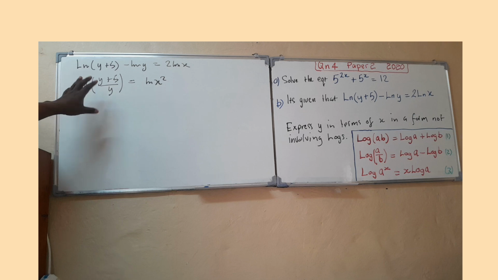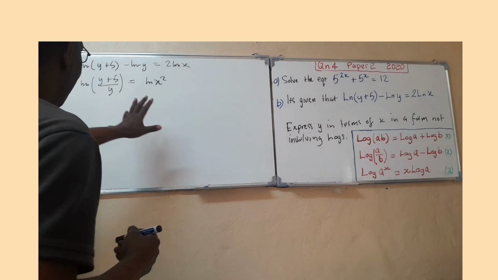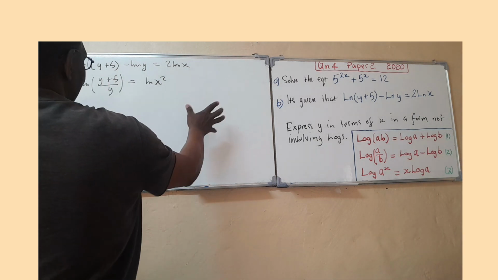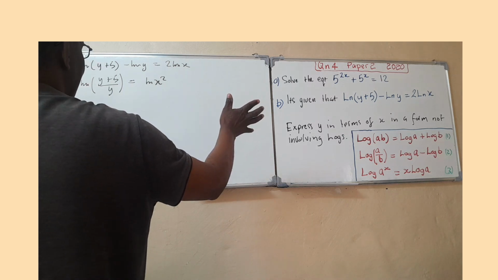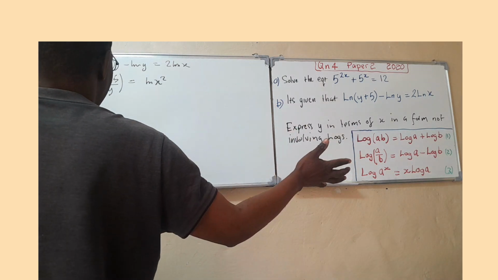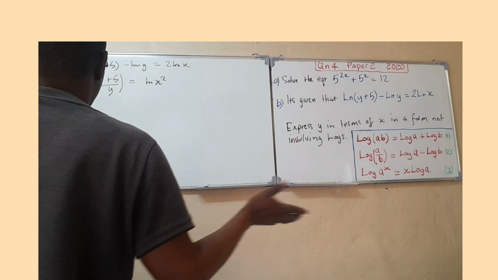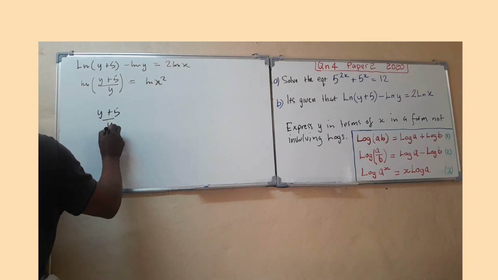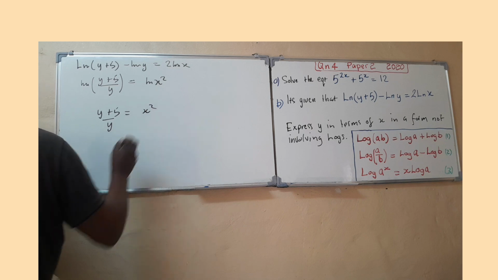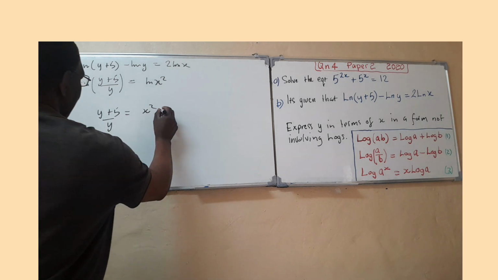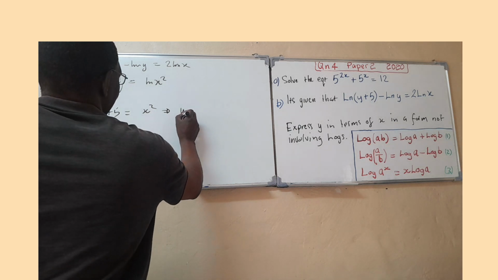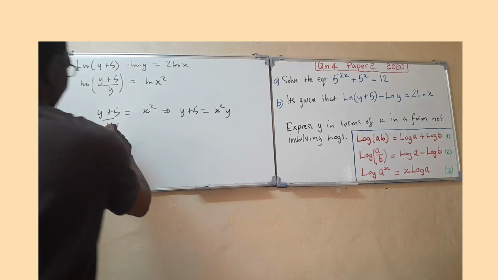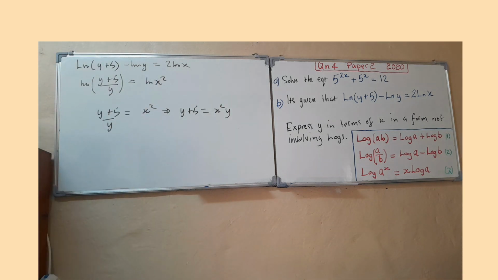Right. So if the logarithms of 2 numbers are the same, then that means that those numbers are equal. If I am given that ln or logarithm of b to any base is equal to logarithm of c to the same base, then b is equal to c. So we can equate y plus 5 divided by y is equal to x squared. We take our y over to this side. That becomes y plus 5 is equal to x squared y. I cross multiply. I just multiplied everybody by y.